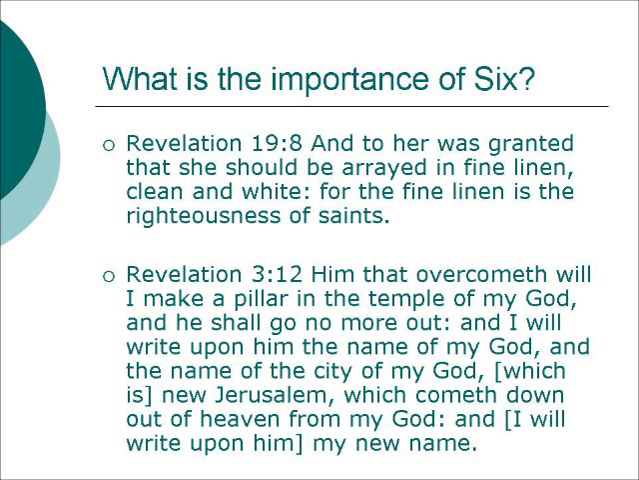What is the importance of these ideas as they are connected together to the idea of six? Revelation 19:8. And to her was granted that she should be arrayed in fine linen, clean and white, for the fine linen is the righteousness of the saints. Just as a tabernacle is clothed in the linen, and the priest is clothed in the linen, we ought to be clothed in that fine white linen, which is the righteousness. We should be clothed in the righteousness of Yeshua.